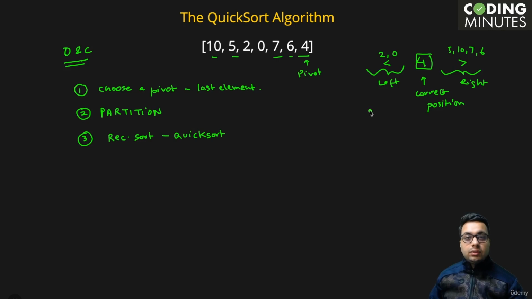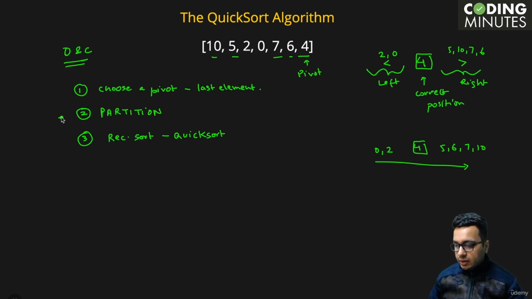If you sort these two parts recursively, you will get 0 2 in the left part, then 4, and you also sort the right part, you will get 5 6 7 and 10. So this is how you will get a sorted array.